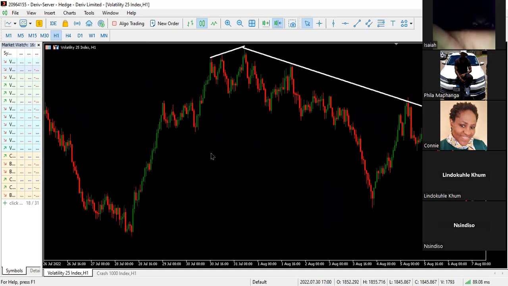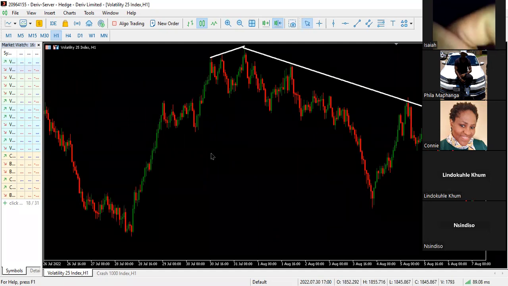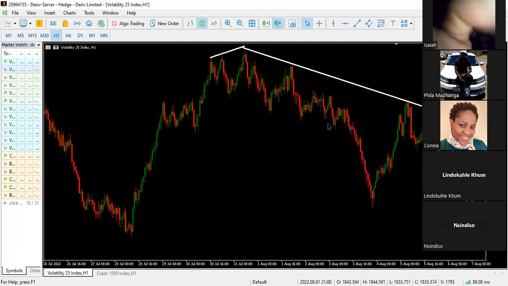Okay, let's go back and see. How come you missed this one, guys? Even though it is small, 1, 2, 3. How come you missed this one? It is a trend line, even though it is very small.